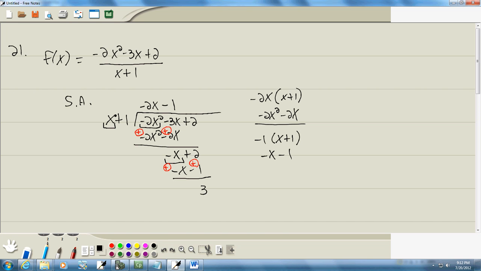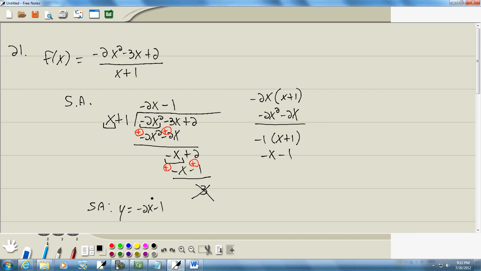Now this is our remainder. The degree of x plus 1 is 1. The degree of this is 0. When the degree of this is less, then that's the remainder. And our instructions say to drop that. So our slant asymptote is y is equal to negative 2x minus 1.